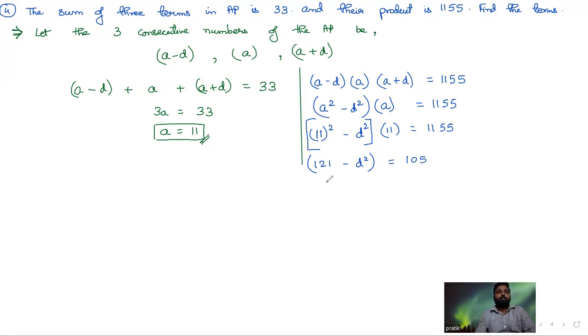So from here, 121 minus 105 is basically D square. Yeah. So this is nothing but D square is equal to 16. So D is nothing but, it could be plus minus 4. D is nothing but plus minus 4. We can consider both of it, depending on whether it is an increasing AP or a decreasing AP, not DP. Okay.